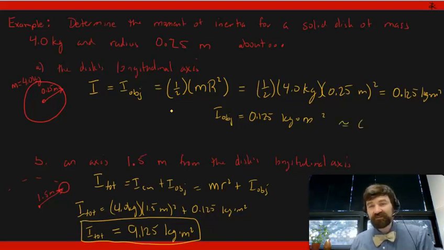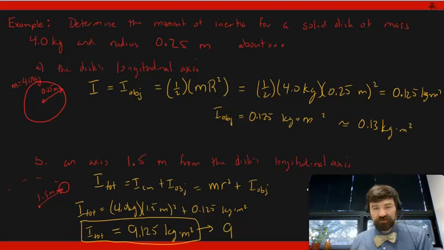If you want to do some practice with significant figures here, this one right here should actually round to 0.13 kilogram meters squared, and this one would round to 9.1, mostly because this first term is limited to the nearest tenth, whereas this term may be limited out to the nearest hundredth, and so you go with the larger place value.